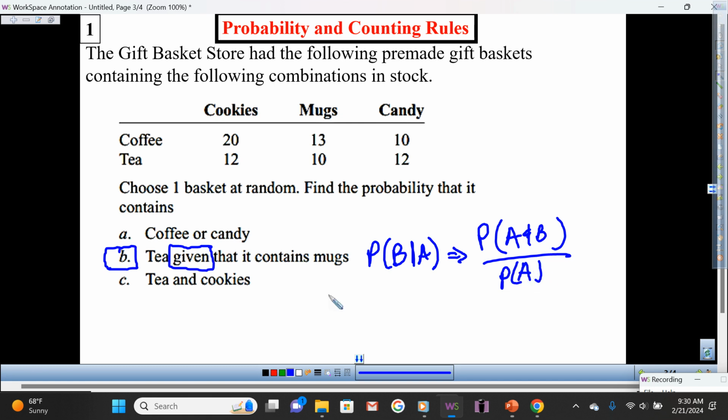Okay. So with that said, tell your neighbor what formula would you use for A? What formula would you use for A? Look at your notes. And why would you choose that formula? And notice this one doesn't have the word given. It has the word what?